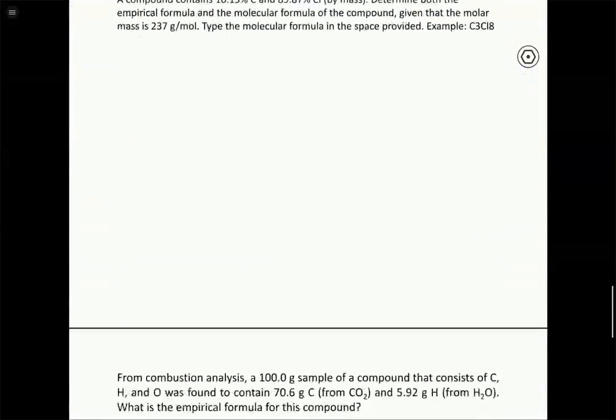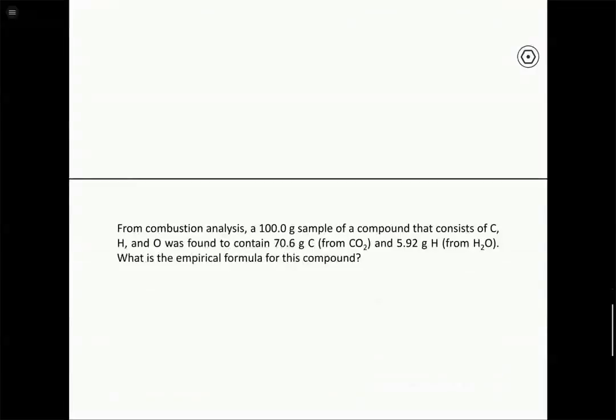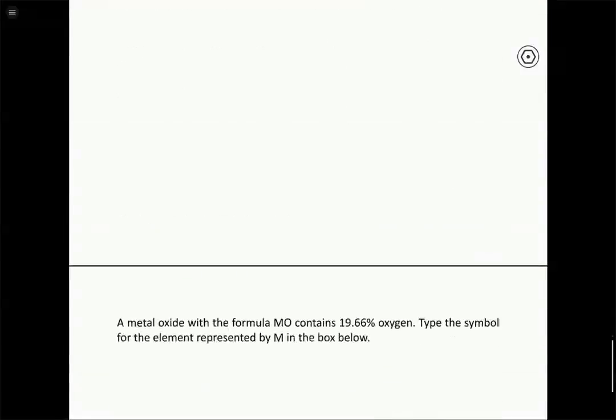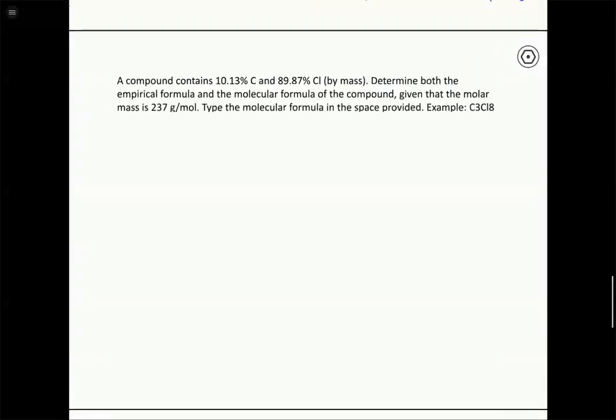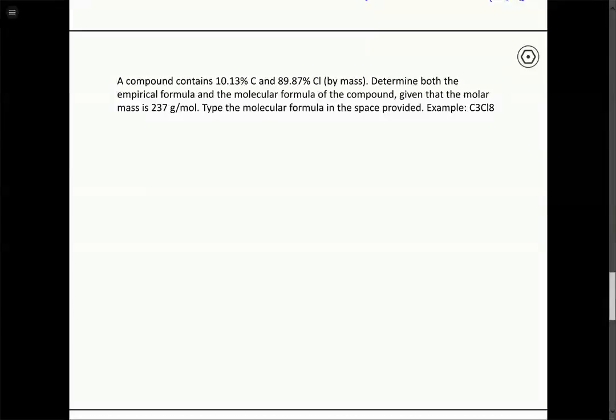Alright, so then we have another few problems that deal with determining empirical and molecular formulas using masses or mass percents. So the first one here, we have a compound that's 10.13% carbon and 89.87% chlorine. Now keep in mind we didn't have to give you both of these mass percents. They should add to be 100. So if the mass percent of carbon is 10.13, then we already know that the mass percent of chlorine is 89.87 if those are the only 2 elements. Determine both the empirical formula and the molecular formula. Given that the molar mass is 237, type the molecular formula in the space provided.